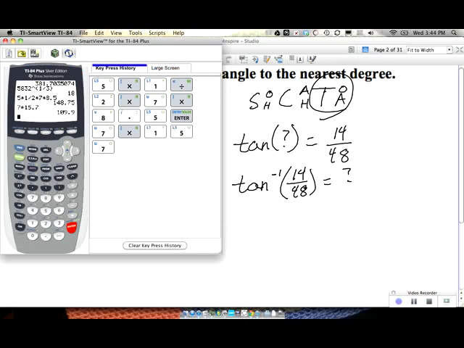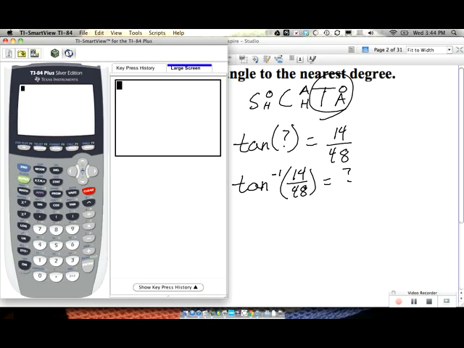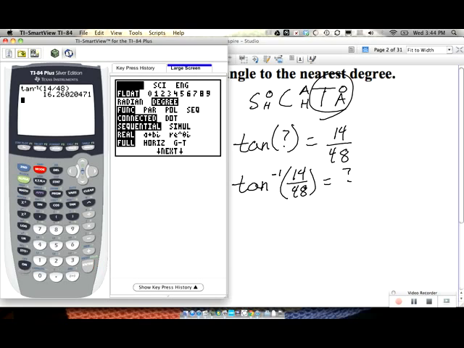So let's stretch this a bit bigger, clear all that. We got second inverse on the tangent. So we got tangent inverse, not just regular tangent, but tangent inverse. So 14 divided by 48, and we come up with 16.26. One thing to check really quick is that your mode is in degrees here. If it's not in degrees, that's not going to work for you.